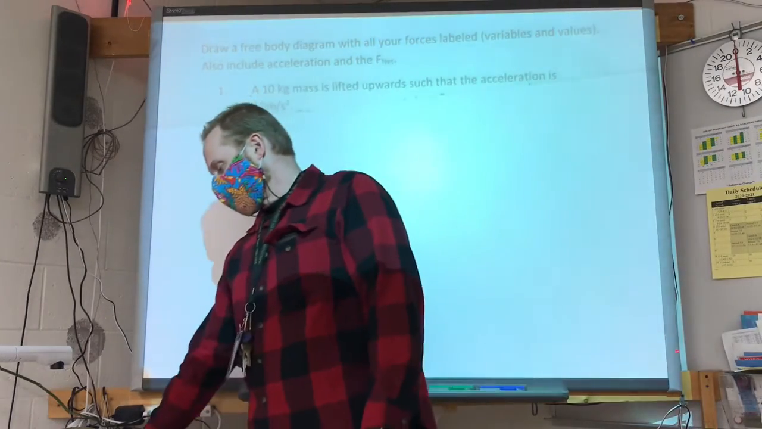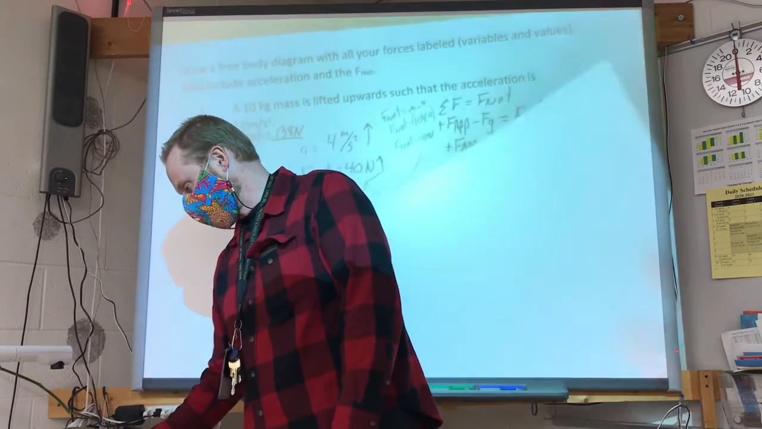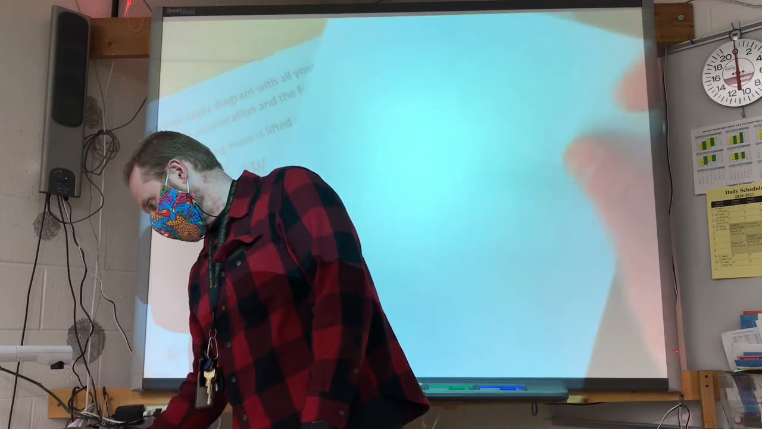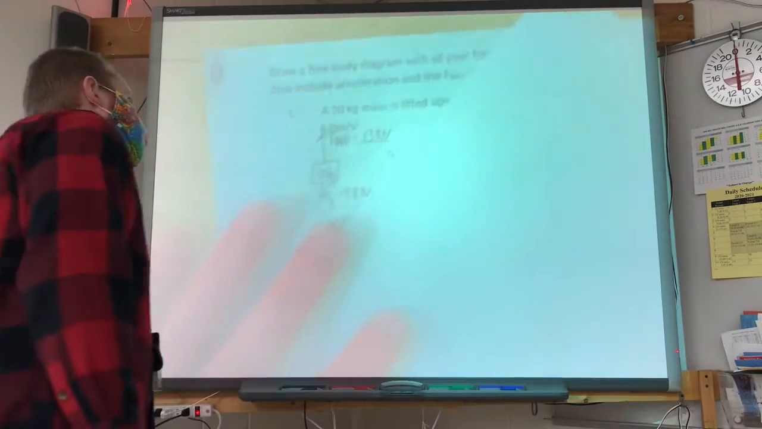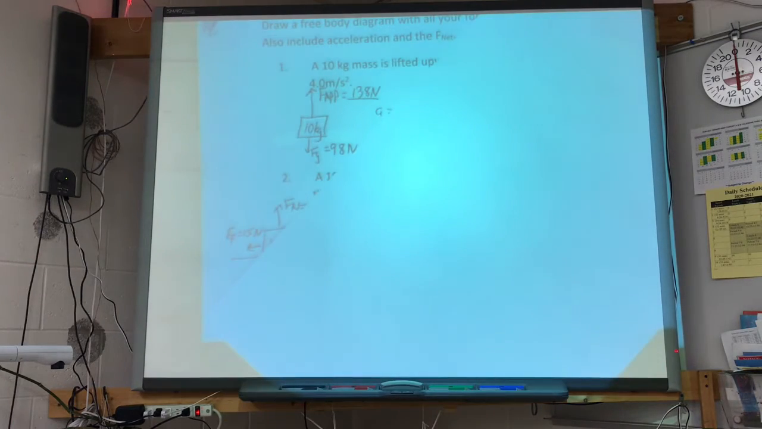There are 2 forces acting on this object. It is not the normal force though. The 2 forces acting on this object, there's an applied force up, it's being lifted, and there is a gravitational force down. F of G is 98, how do we know that? 10 times 9.8, F of G.